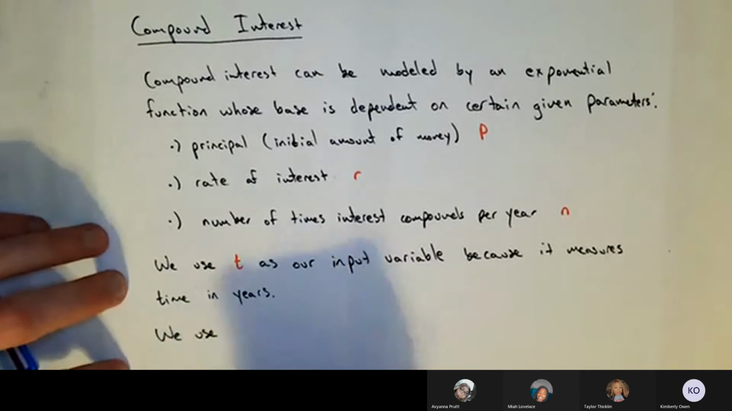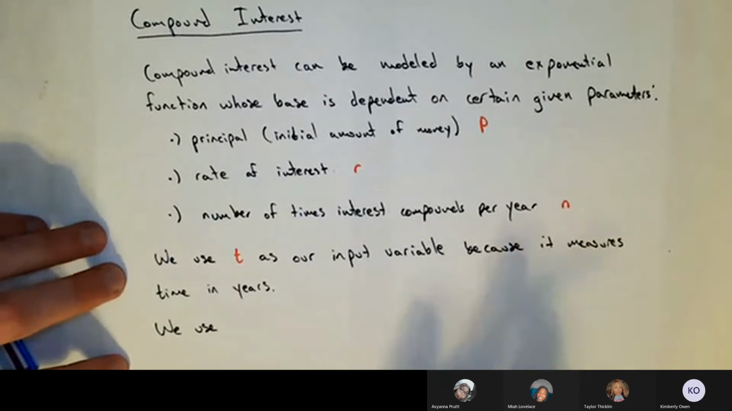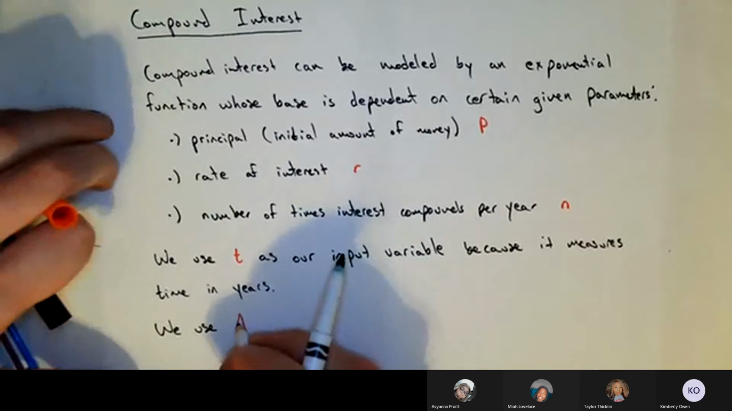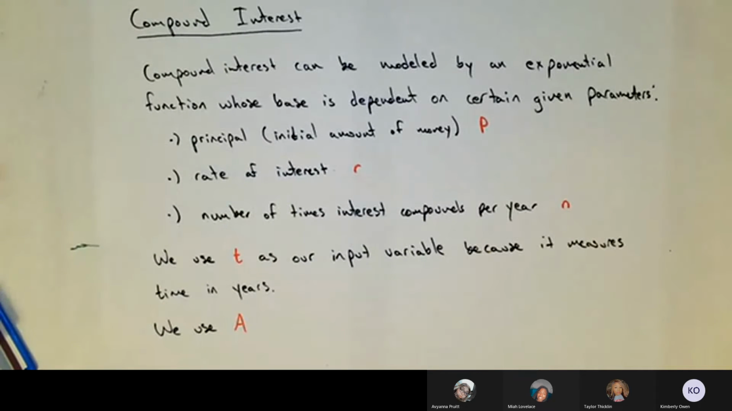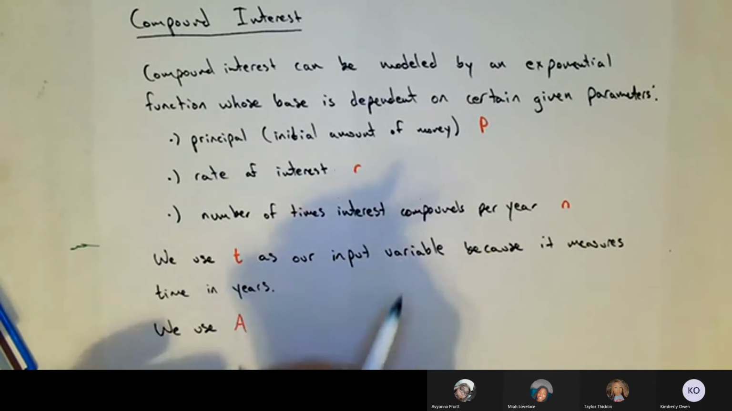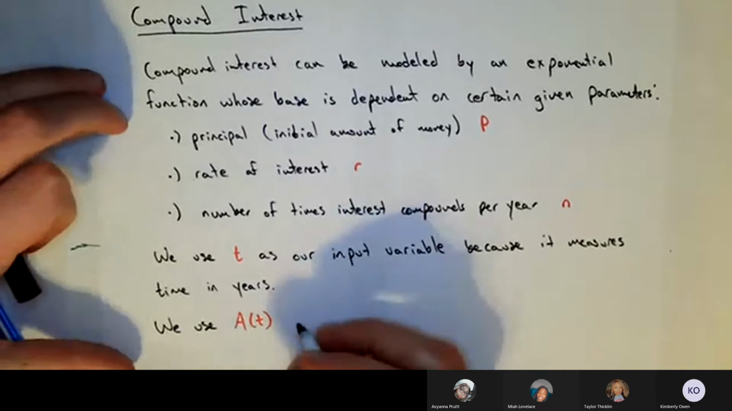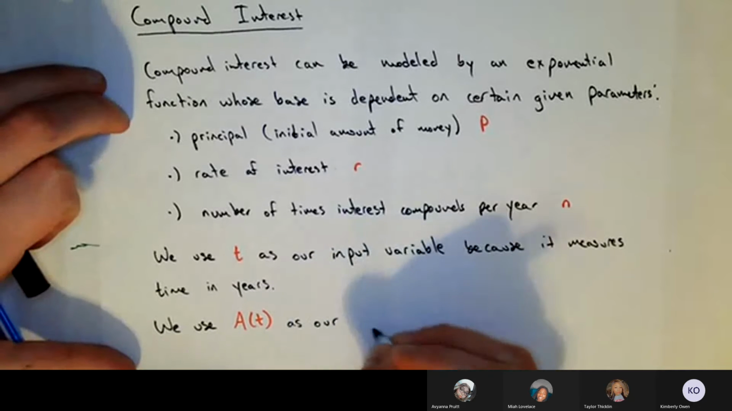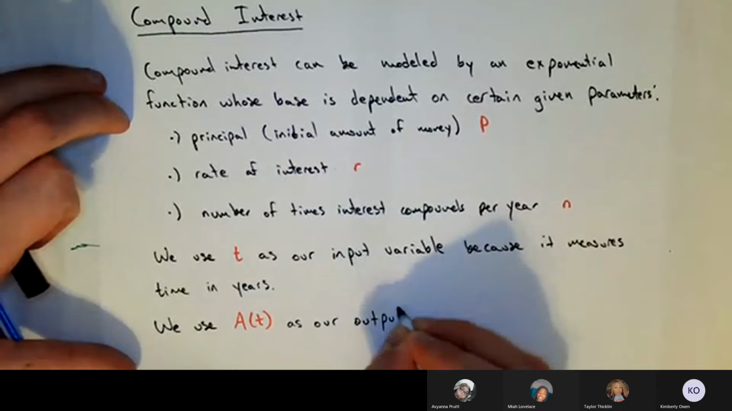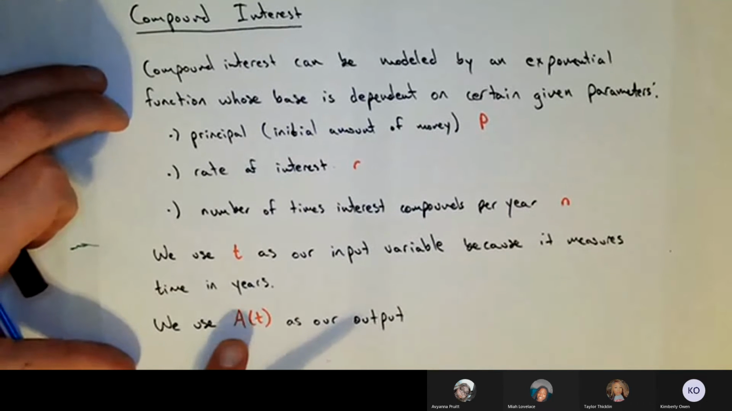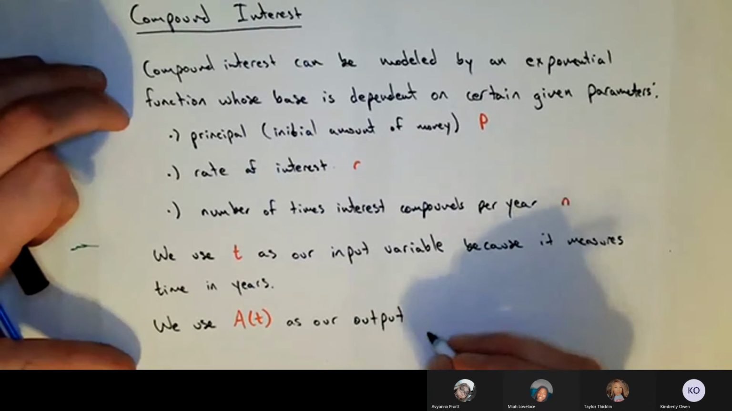Last thing, I've got to tell you the letter that we use for the output. We use capital A. Instead of f of x, it's capital A of t as our output. So this is going to be the amount of money, capital A for amount, as our output.